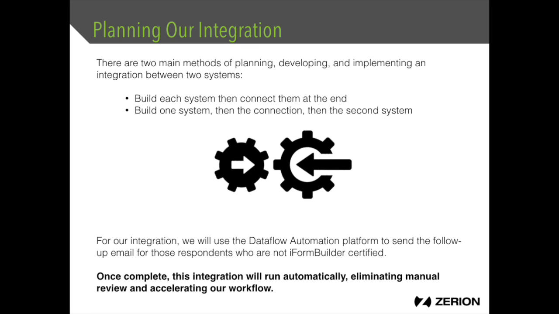The second method for your project planning is where you build out one system, you then establish that connection, and once the connection is made, you then work on building out and developing that second system. And for this webinar, that's what we're going to do because we already have our form built out. So for this integration, we're going to be using Zerion's data flow automation platform to send the follow-up email for those respondents who are not iForm Builder certified. The main takeaway here is that once this integration is complete, the system is going to run automatically, fully eliminating any manual review of the records or manual entry for the emails, and this will accelerate our workflow tremendously.